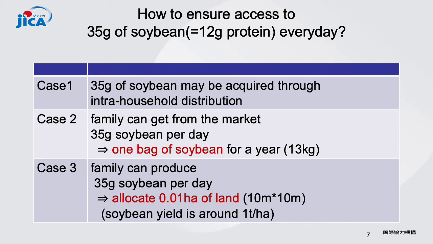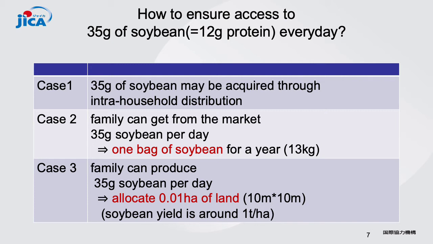Next question is how we can get 35 gram of protein every day for their children. We can think of 3 scenarios. Case 1 could be 35 gram of soybean may be acquired through intra-household distribution. The meaning of this is 35 gram of soybean may not be such a big amount, and it could be just shared from their parents or from their grandparents, small portion from each. Then it will be already 35 gram.